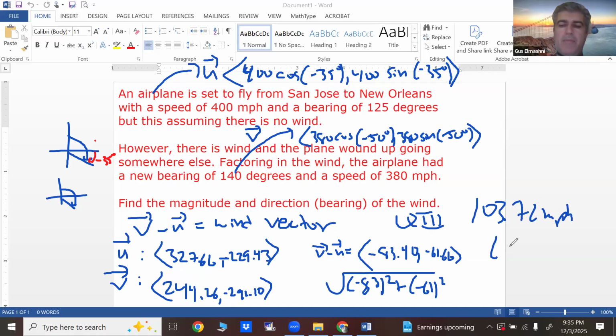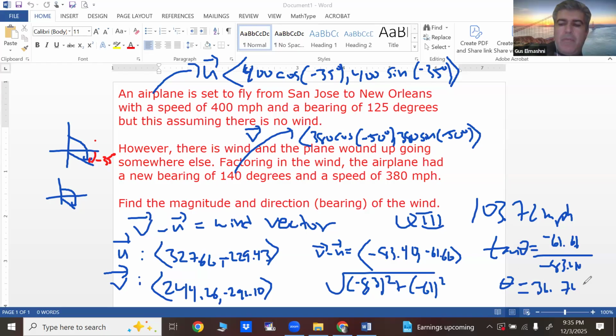Then remember, tan theta will be B over A, or negative 61.66 over negative 83.40. So you should get 36 degrees, I believe. Inverse tan of that, yeah, you get 36.479 degrees.